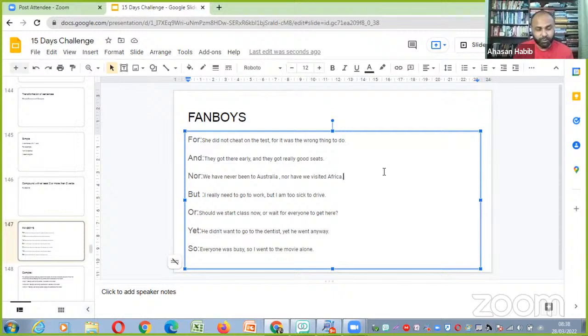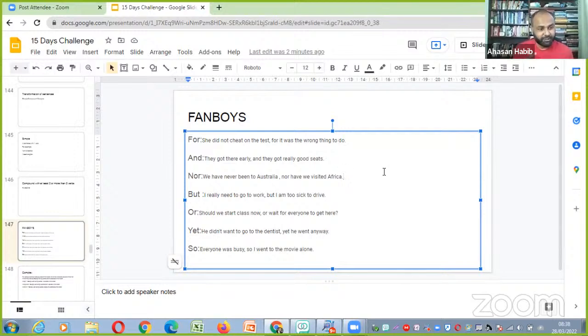So he didn't want to go to the dentist, yet he went anyway, right? Everyone was busy, so I went to the movie alone. So these are the fanboys. Using these, we can make compound sentences. My recommendation is, at home, use a lot of sentences using fanboys. If you know how to use these fanboys to make a lot of sentences, that means you understand the compound sentence, right? So this is some sort of homework for you as well.